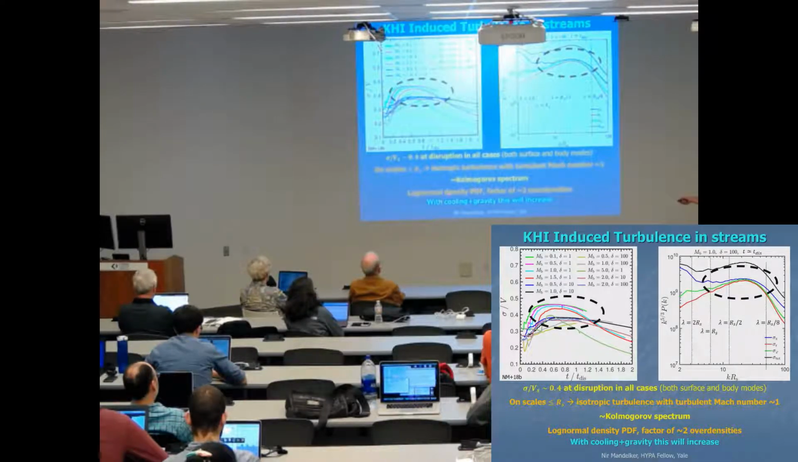Now, this also leads to a log normal density PDF, which I'm not showing, which has overdensities of up to a factor of 2, with no cooling and with no gravity at the moment. When you put in cooling and gravity, as we'll see, this will increase quite dramatically.